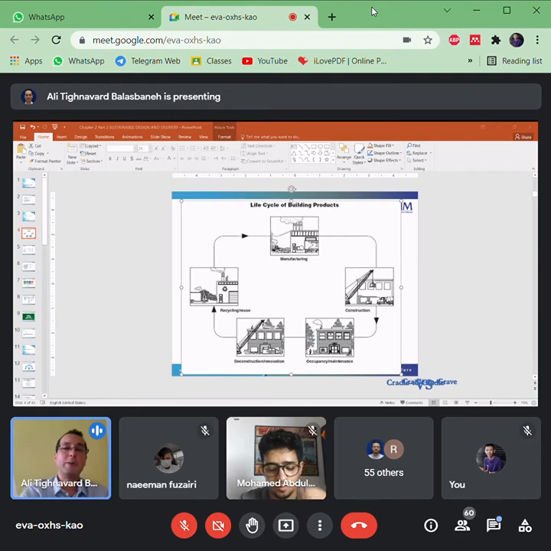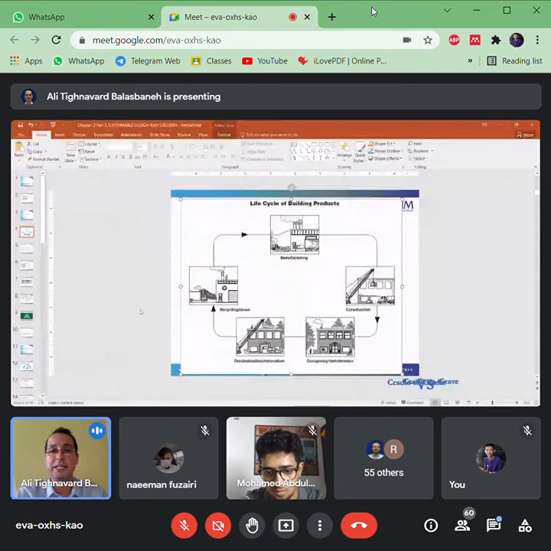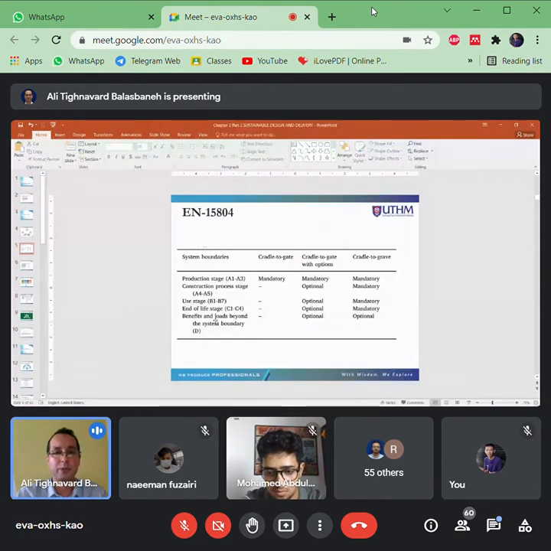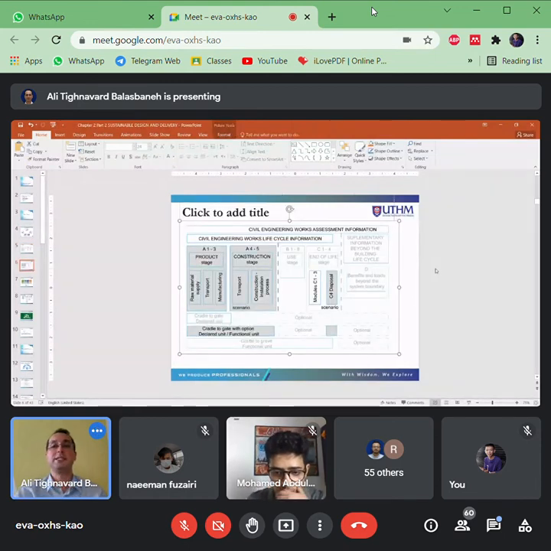So all the material in a building can either be recycled, reused, or incinerated. That's how we get benefit from the material at the end of life of the building. Okay, this one we already discussed. Now take a look here. We just mentioned in the previous slide some stages are mandatory.